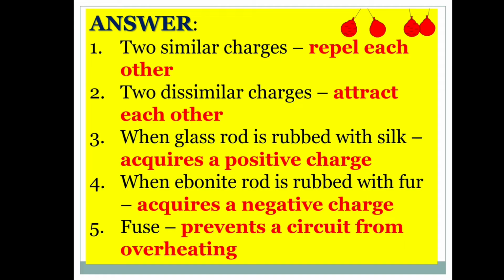So the answer, we know that two similar charges, they are not attracted to each other. So the answer is repel each other. Second one, two dissimilar charges, they attract each other. Third one, when glass rod is rubbed with silk, it acquires a positive charge. When ebonite rod is rubbed with fur, it acquires a negative charge. Fifth one, fuse prevents a circuit from overheating.